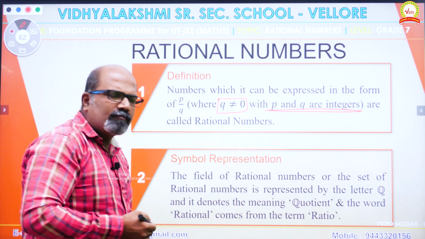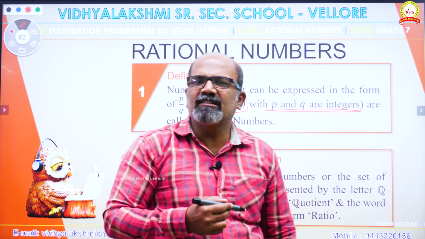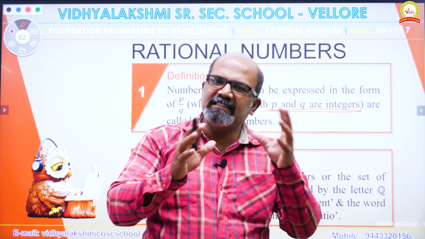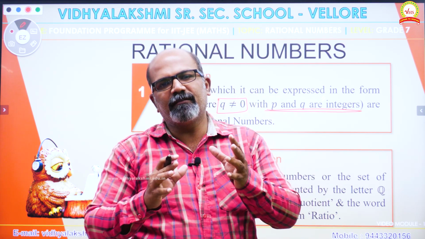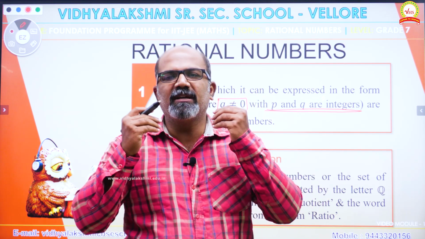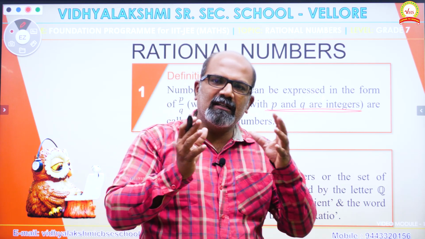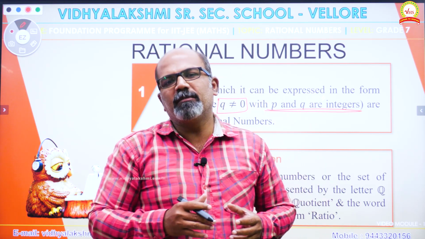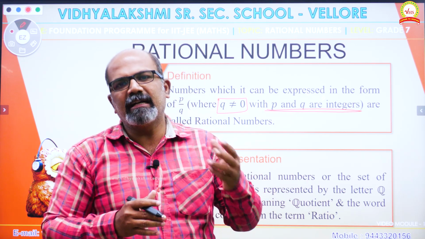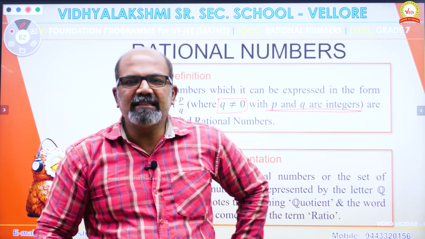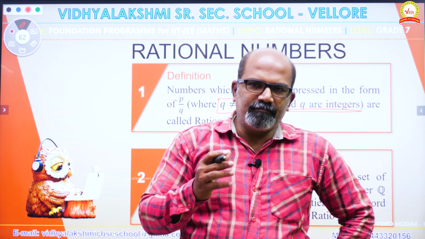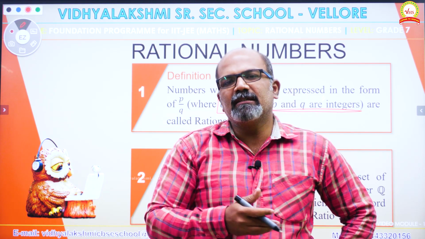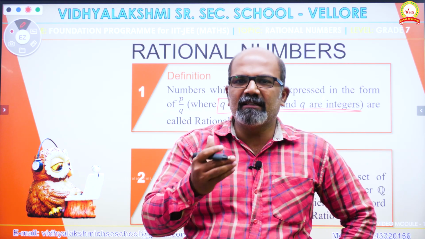The next topic is the symbol representation for the rational number set. There is some particular symbol assigned for each and every set. If we take the set of natural numbers, it is represented by the letter N. If we take the set of what is called whole numbers, it is represented by the letter W. If we take the set of integers, then it is represented by the letter Z, the unique letter Z.